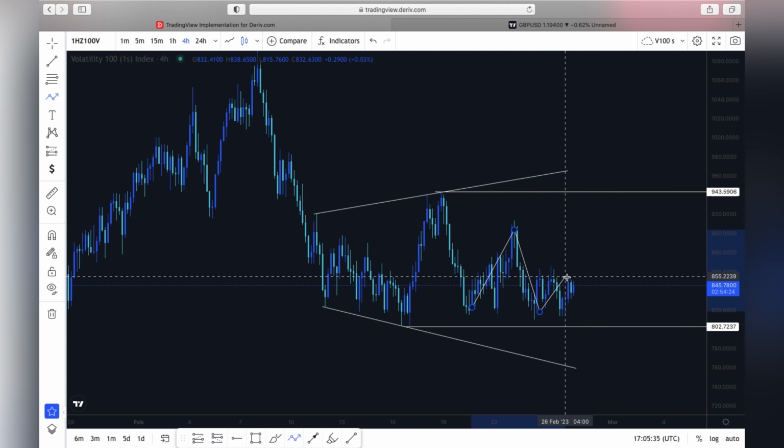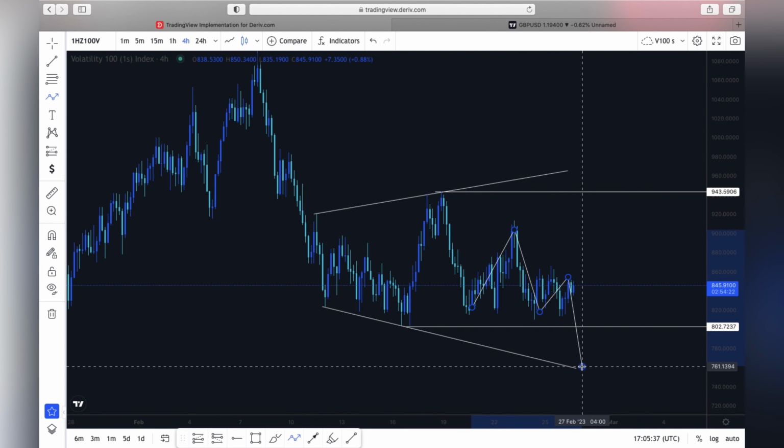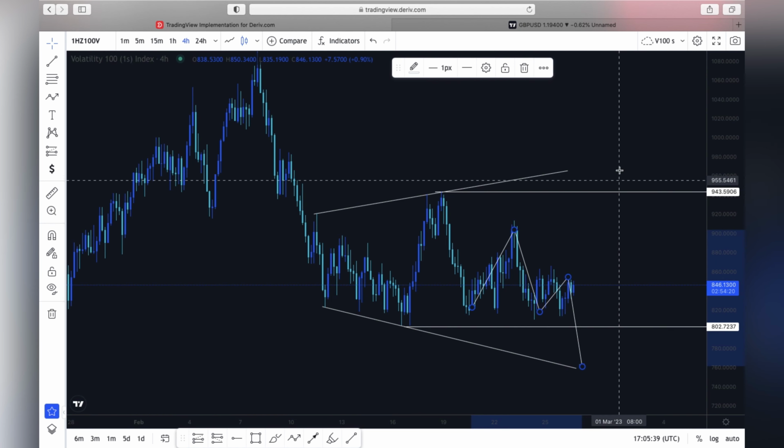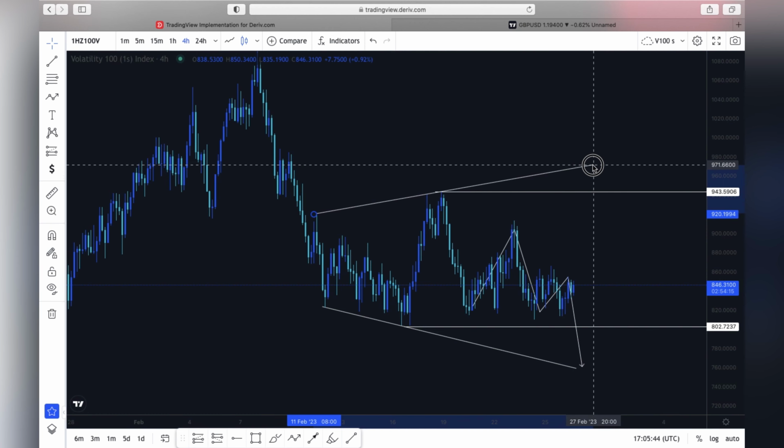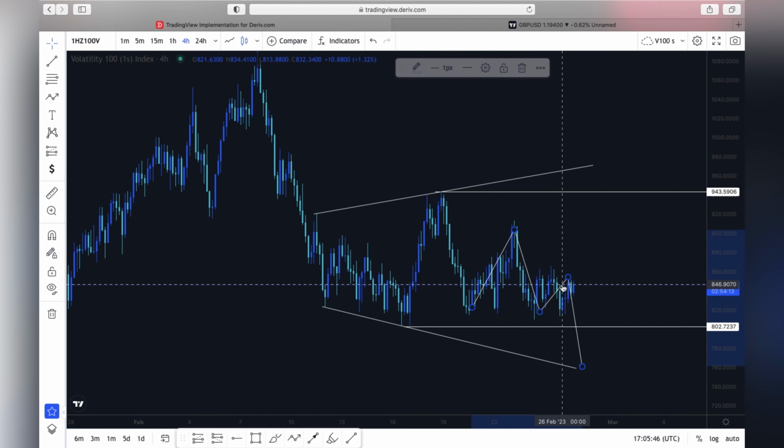We're stuck in this level right now. So anticipating the market to still come down to this third touch before we look for a possible buy scenario, to our third touch on this trend line. Then we can know what to do further, right?